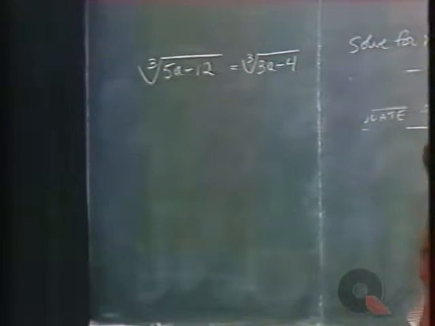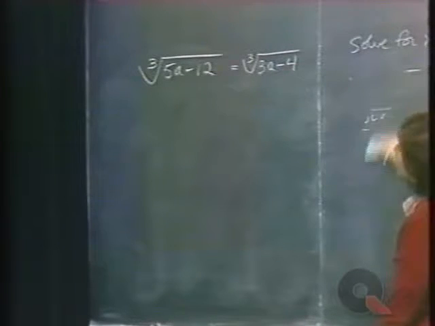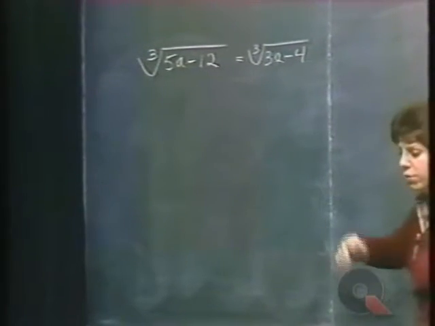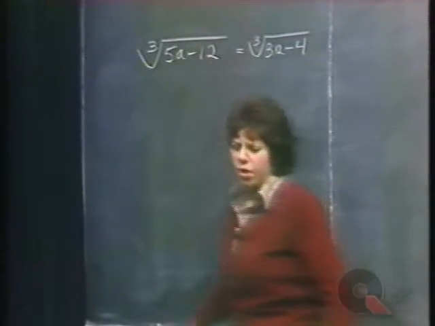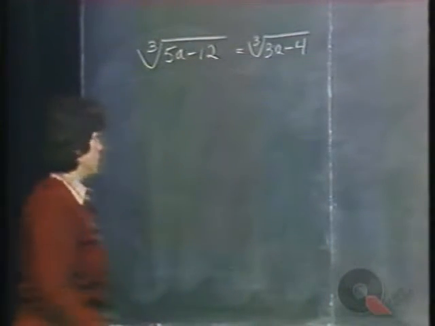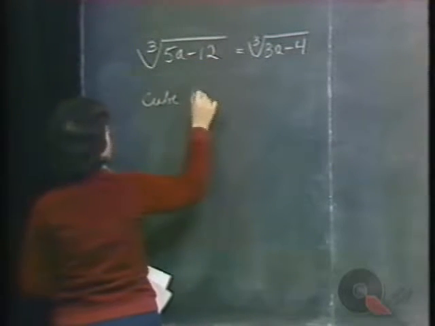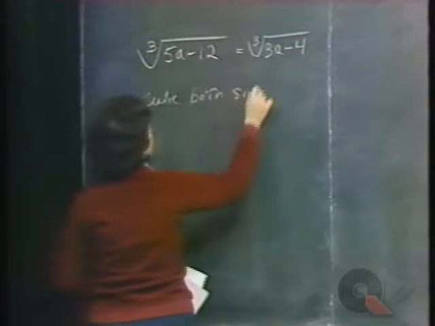And in order to eliminate radicals, which of course is how we go about solving these equations, we will not square both sides of the equation, but rather we will cube both sides of the equation. We have a square root, we square both sides to eliminate the radical. With a cube root, we'll cube both sides of the equation. Cube both sides.